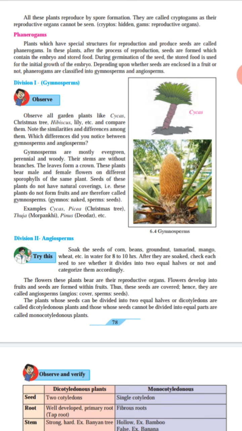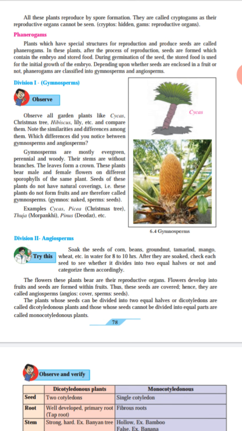Soak the seeds of corn, beans, groundnut, tamarind, mango, wheat, etc. in water for 8 to 10 hours. After the seeds are soaked, check each seed.